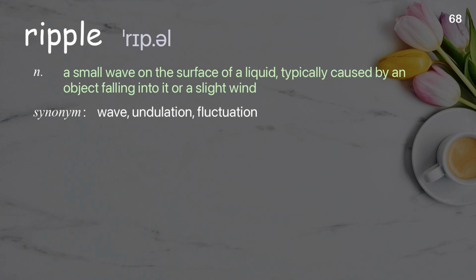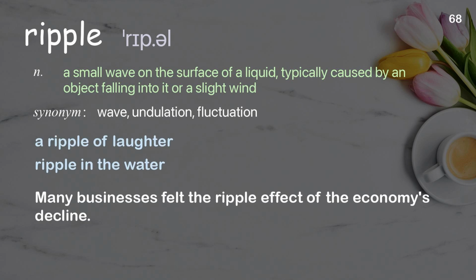Ripple. A small wave on the surface of a liquid, typically caused by an object falling into it or a slight wind. Examples: a ripple of laughter, ripple in the water. Many businesses felt the ripple effect of the economy's decline.